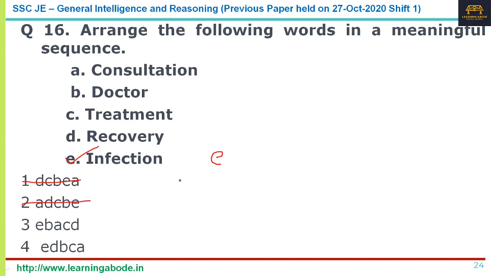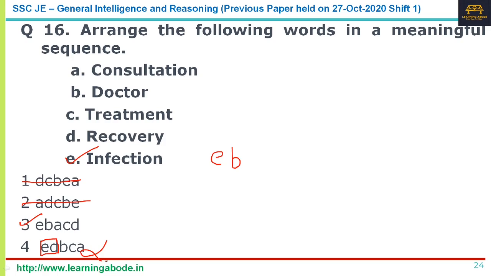So that's answer option 3, which we can mark immediately. What is the problem with option 4? It says recovery and infection, and that's not correct. Someone may recover even without going to a doctor, but that's different. Among the given words, someone gets infected, they go to a doctor, consult, undergo the treatment, and then finally recover. That should be the order. So the answer is option 3 for this logical order sequence.